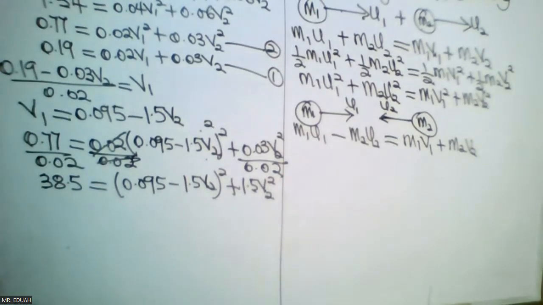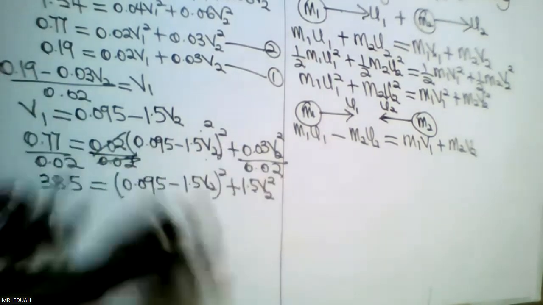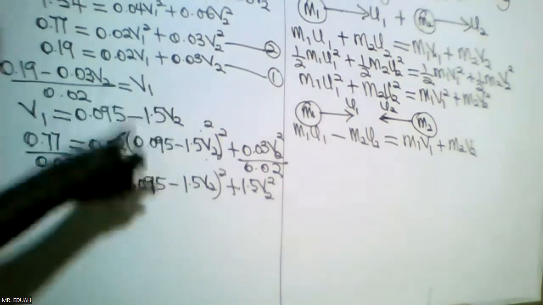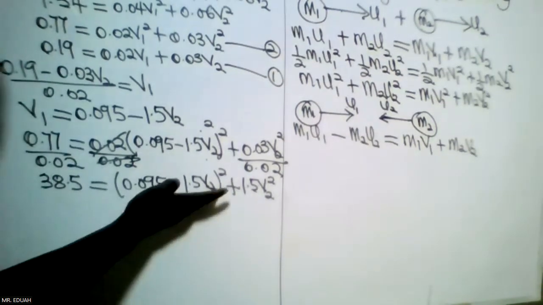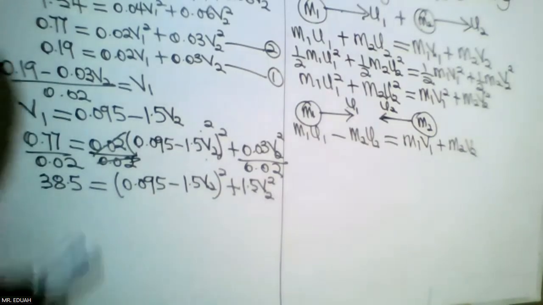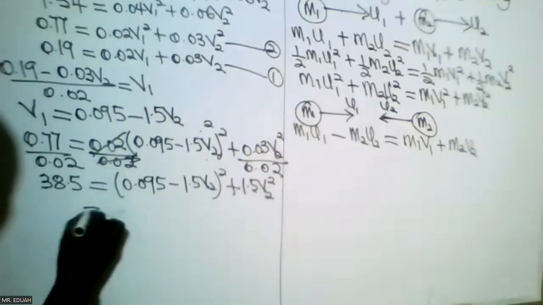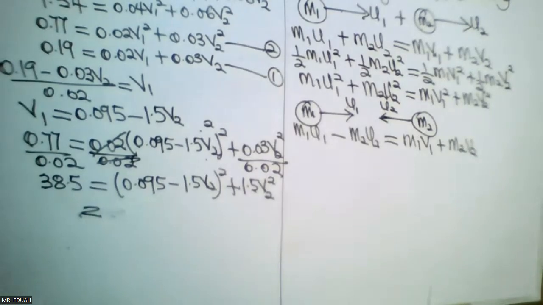Is that okay? When you do this, it makes your work simpler than combining everything and working. If you combine, if you are not careful, you may easily get it wrong. That's what I want you to learn. So now we only have what is within the bracket to expand. So we square 0.095. What is 0.95 squared?